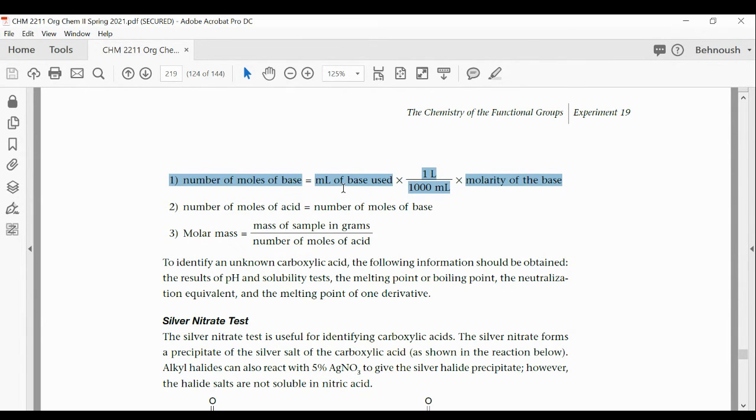And then step 3, when you had that 0.2 gram of the sample, the mass of the sample in grams, you divide that by the number of moles you found for the acid. So those are the 3 steps. 1, 2, 3. Okay, now is the part clear?